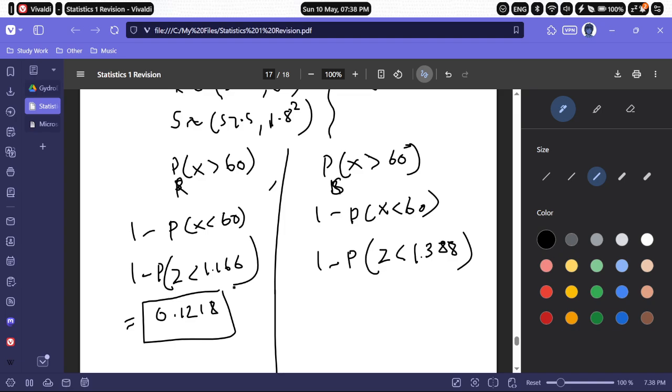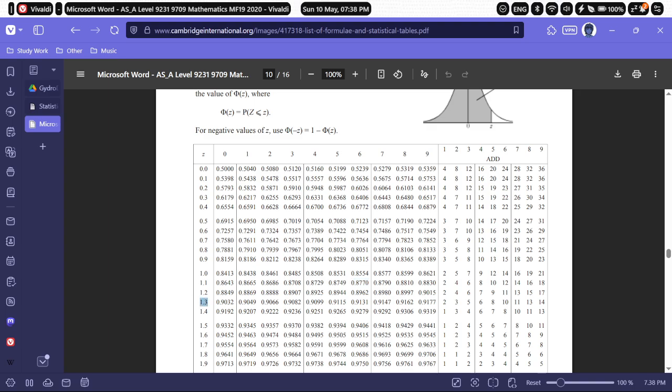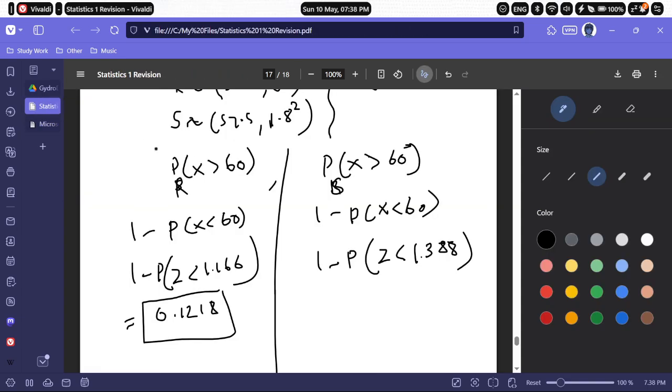Similarly for Sophia, we would do the same thing, 1.388, and 0.162 plus 0.0013, right? Then you just do 1 minus that to get 0.0825. But that's not the end of it.